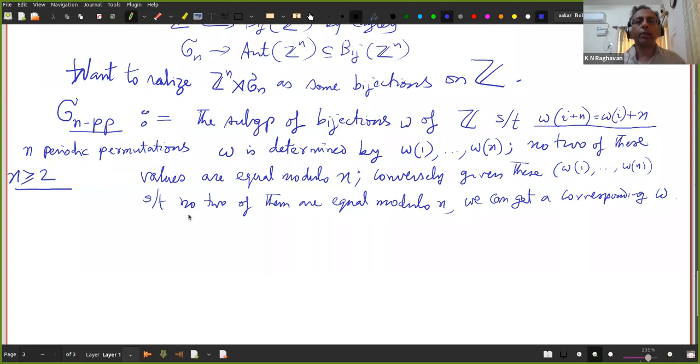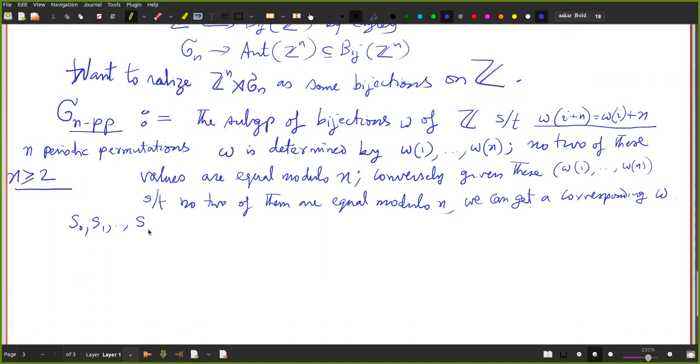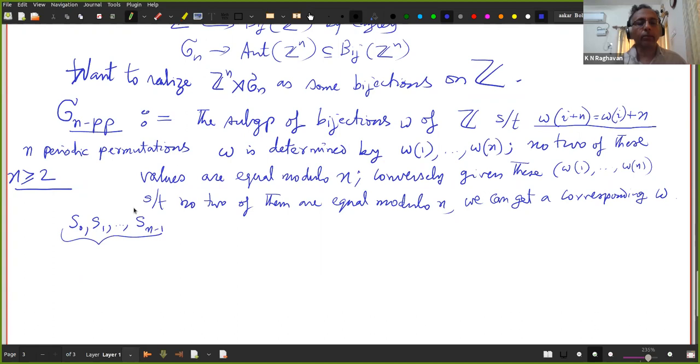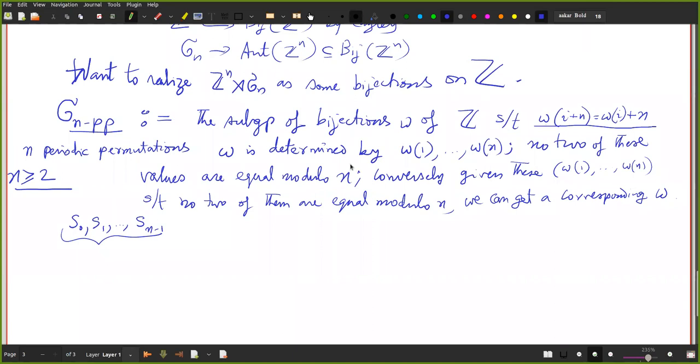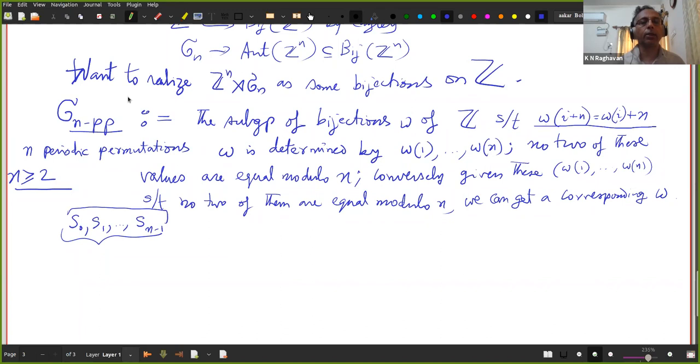So there is a subgroup here, which is generated by s naught, s one, you know, s n minus one. Right? And there is an extra element here, which is not this. So this subgroup does not generate this. This is larger as a root part. Thanks.